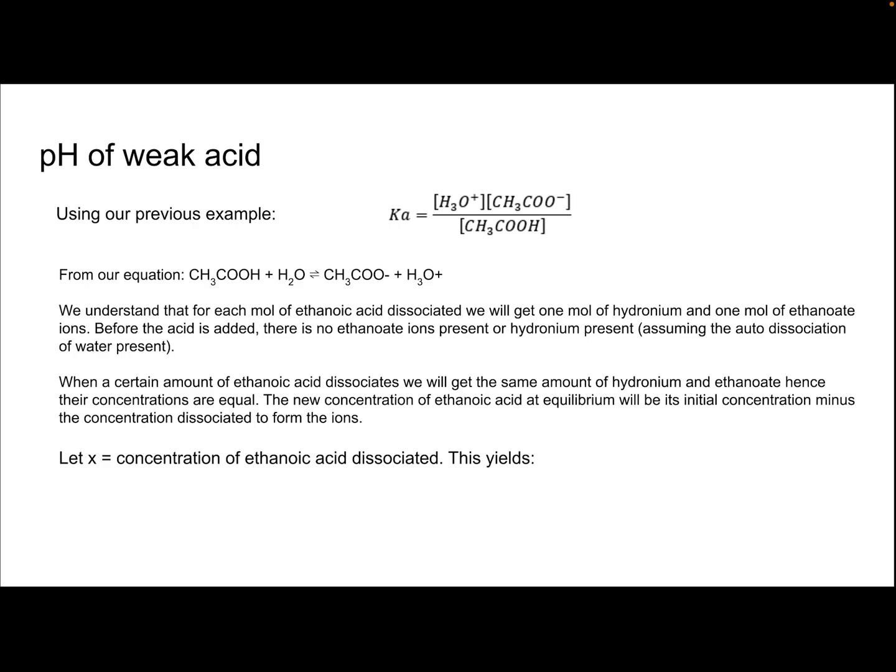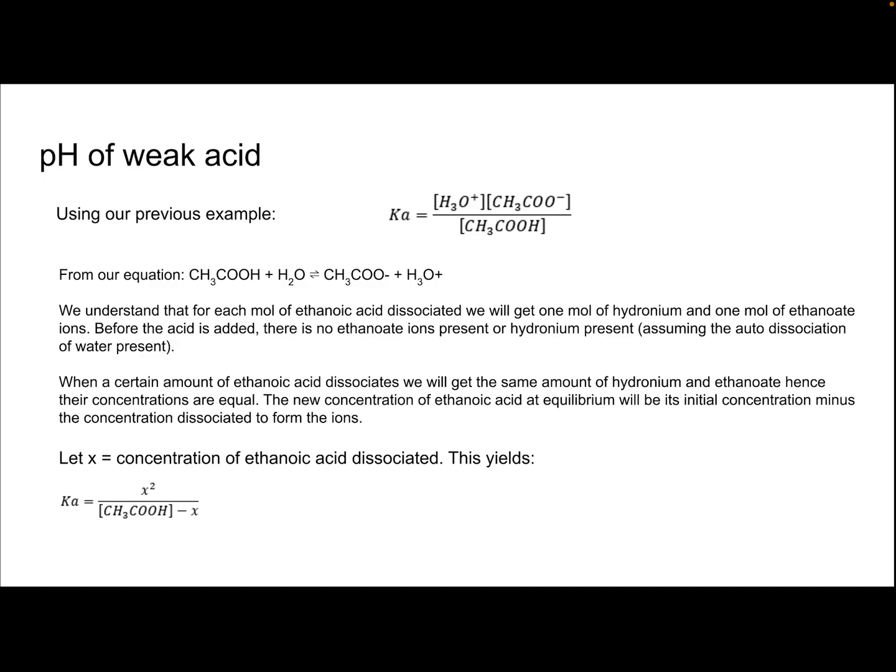So if we say that X is the concentration of ethanoic acid that's been dissociated, we can use that in our Ka expression, and that's going to give us that Ka is equal to X squared, because we're going to produce an X amount of concentration of the ethanoate and an X amount of hydronium. And then we know that the new ethanoic acid concentration will just be the old concentration minus the concentration of ethanoic acid that we've just dissociated. So that would be our Ka expression.